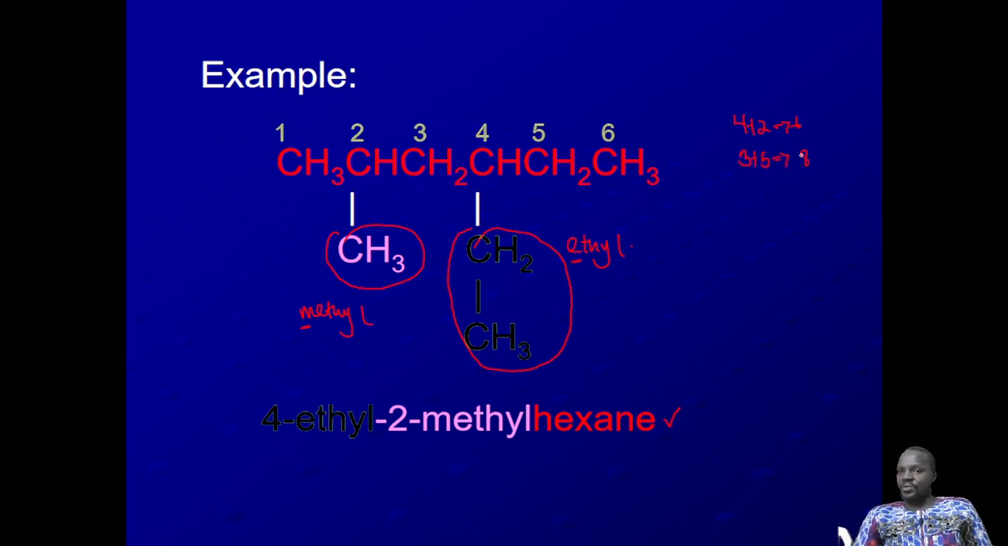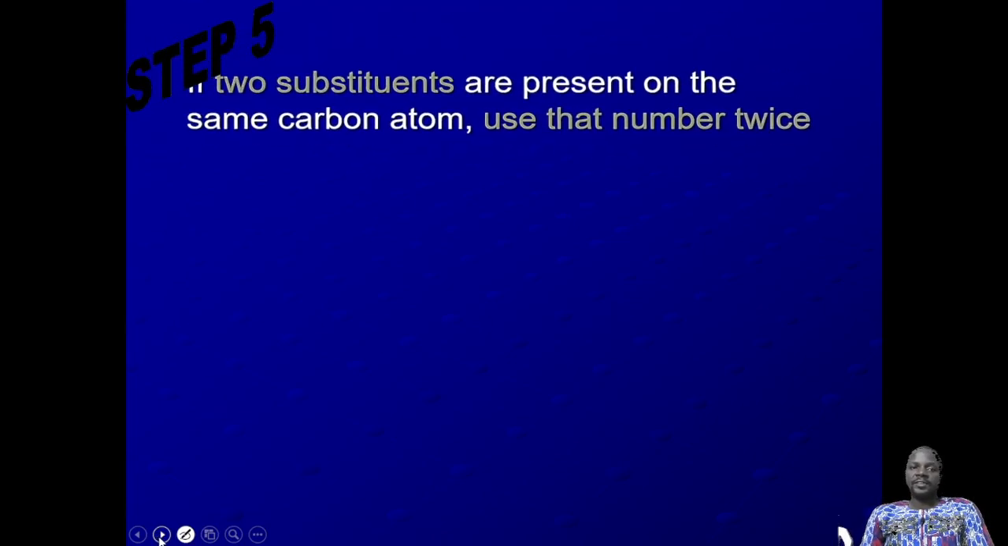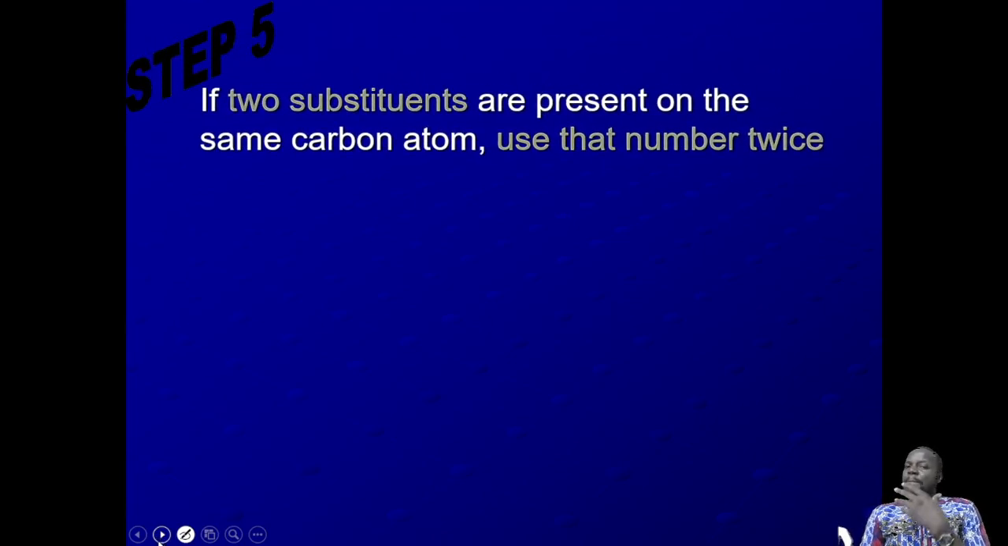In details, we are still going to discuss it, so we don't need to rush ourselves. Now, the next should be step 5, which is law 5. Law 5 says if two substituents are present on the same carbon atom, then you are going to write the name twice.